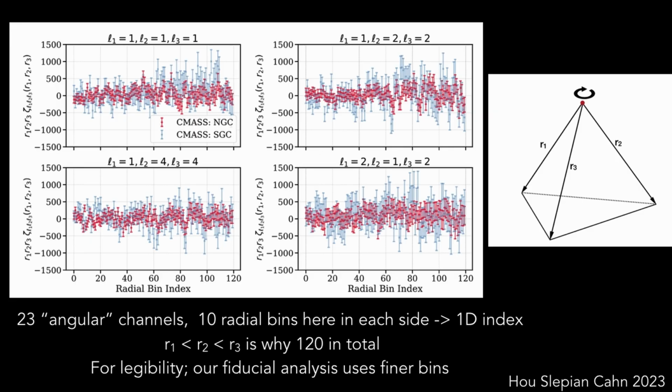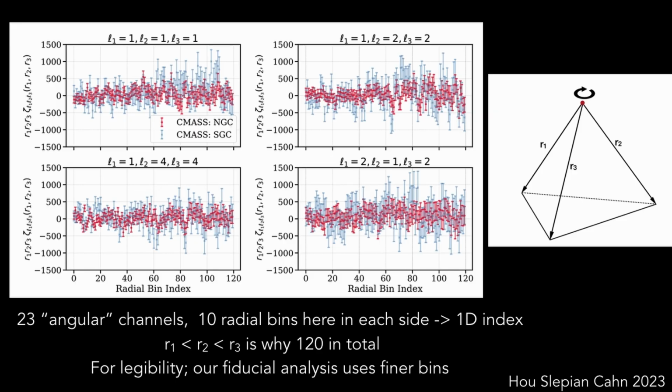In what I'm showing you, we use 10 radial bins in each side, and as I've said, we've mapped the 3 radial bins to a 1D index. This is shown for legibility. Our fiducial analysis actually uses a much finer binning, but it's harder to read the plots. Now finally, in red, we're seeing results from the North Galactic Cap, and in blue, we're seeing results from the CMASS South Galactic Cap. You can't see through the center of our galaxy, so we split it into 2.